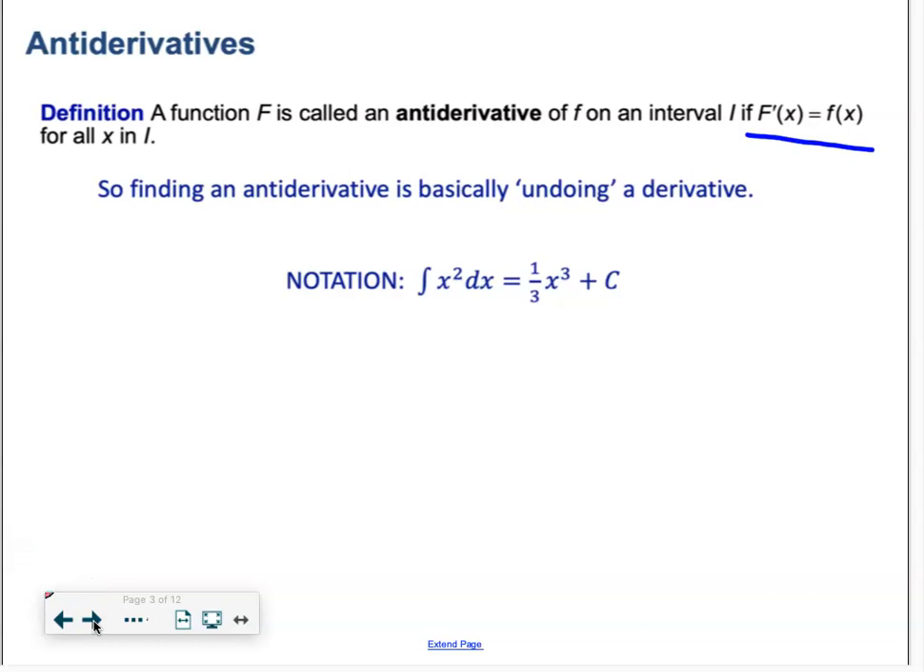Okay. Finding an antiderivative is really like undifferentiating. I kind of like the name, antiderivative. You're undoing a derivative. Your book does not teach this notation until section 5.4.